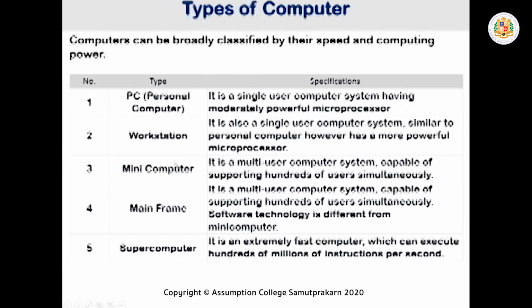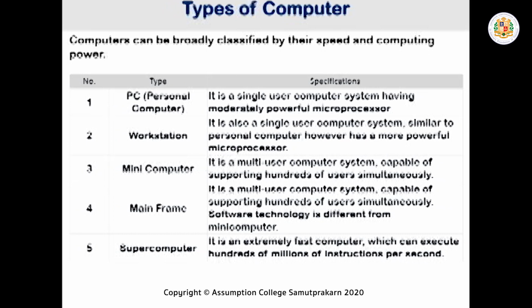Minicomputer. It is a multi-user computer system capable of supporting hundreds of users simultaneously. Next, we have a mainframe. It is a multi-user computer system capable of supporting hundreds of users simultaneously. Its software technology is different from a minicomputer.